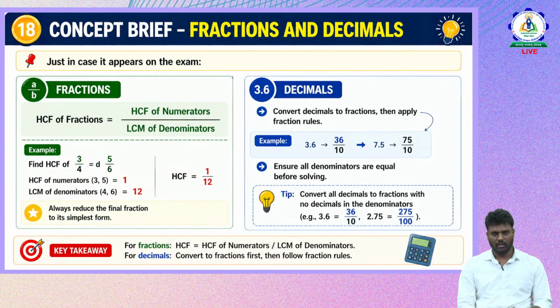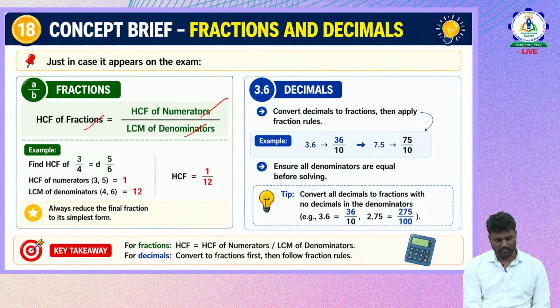Then, some questions frequently focus on giving fractions and decimals and asking to apply the concept of HCF and LCM. For fractions like A by B, the formula is this: to identify the highest common factor of the given fractions, we first find the HCF of the numerators, the highest common factor of the numerators, and the LCM of the denominators, the least common multiple of the denominators.